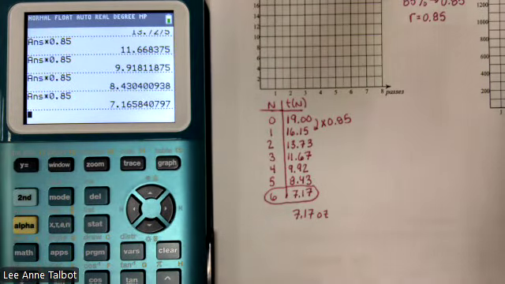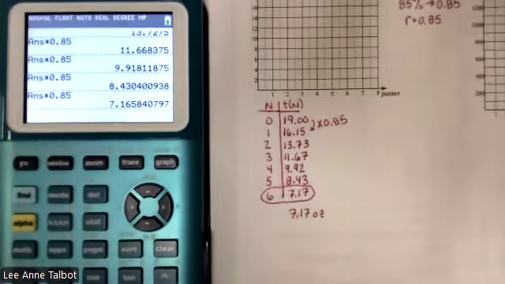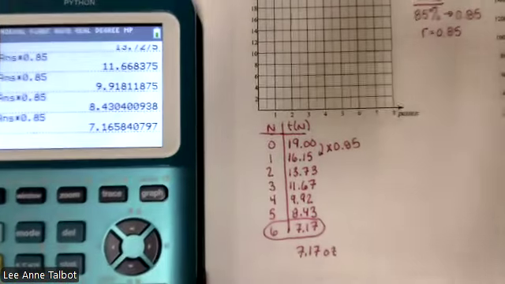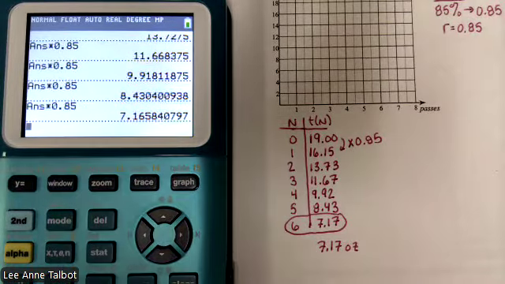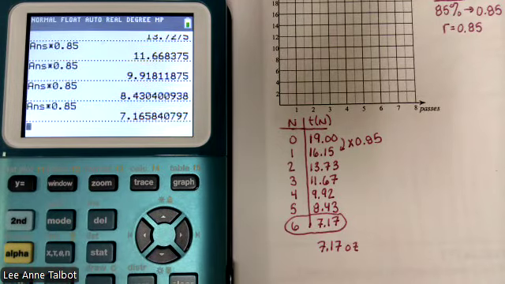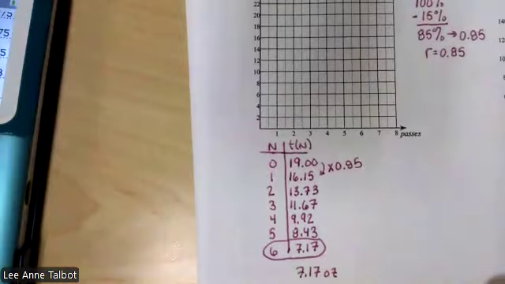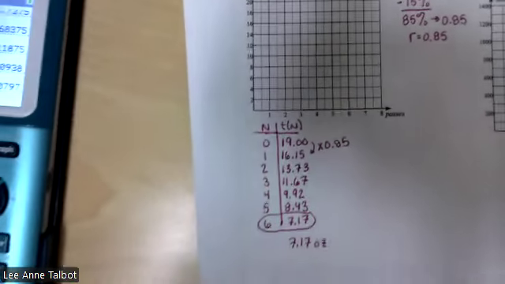$7.17 ounces. Okay, are there any questions about how I made my table? Okay, now we're going to graph the points up on the graph.